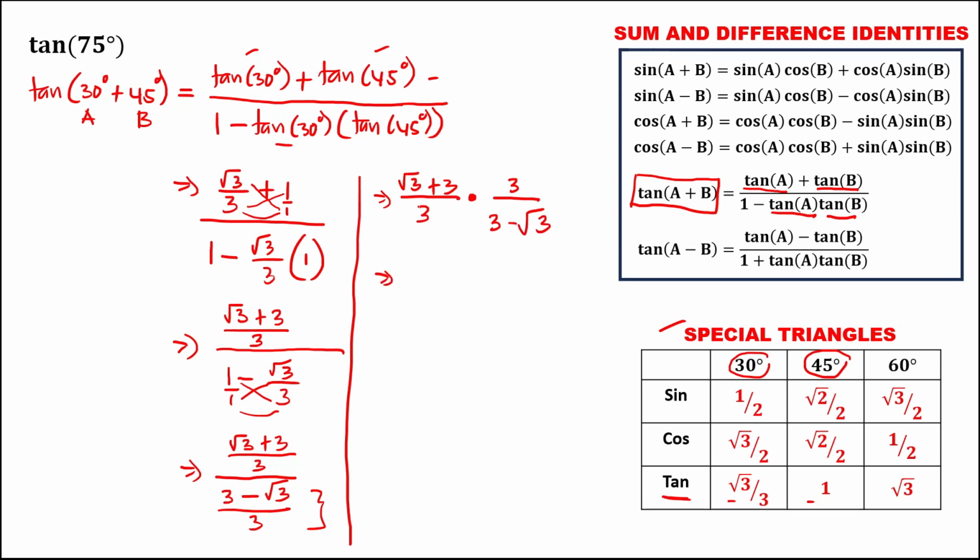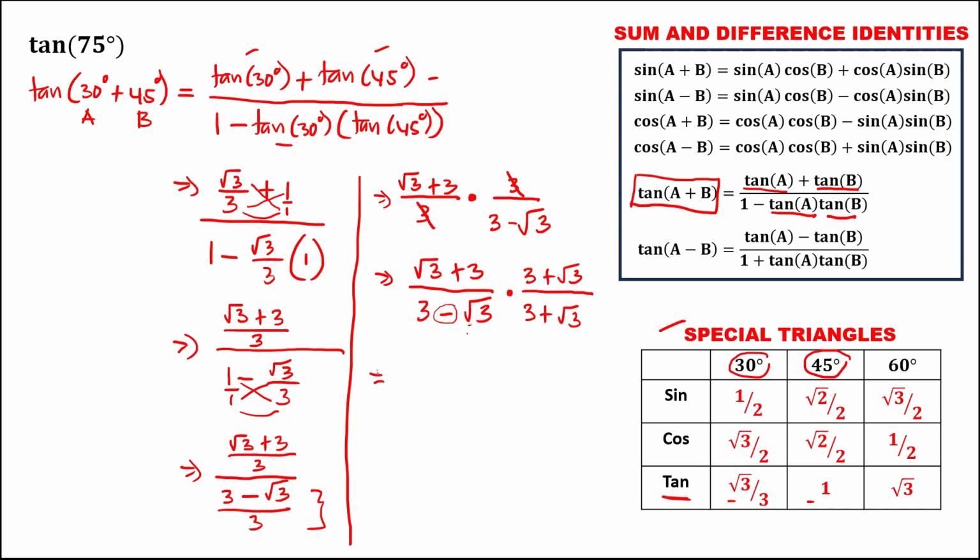Then to simplify, we can cancel this 3. So we now have square root of 3 plus 3 over 3 minus square root of 3. Then to rationalize, to omit this radical in the denominator, multiply both sides by the conjugate of this denominator, and since this one is minus, the conjugate is plus. So we have 3 plus square root of 3, and also in the numerator, 3 plus square root of 3.